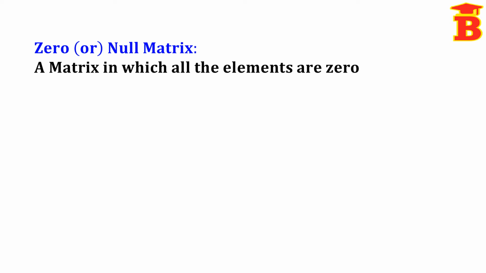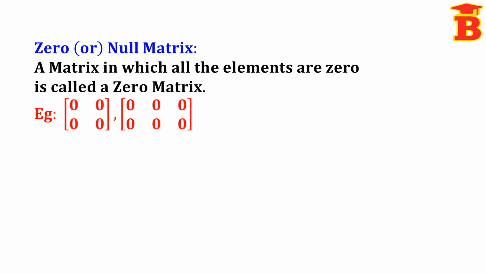Next is zero or null matrix. A matrix in which all the elements are 0 is called a zero matrix. So see the example, all the elements are 0, then we say that it's a zero matrix. We can have any order.